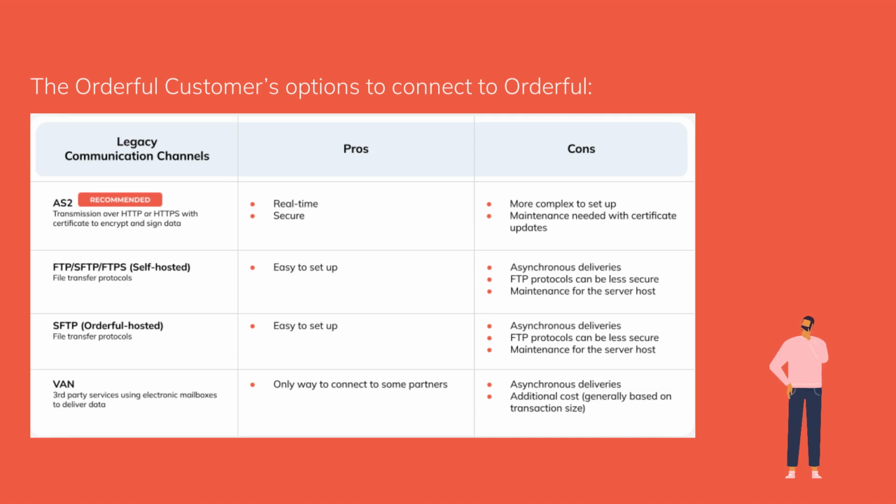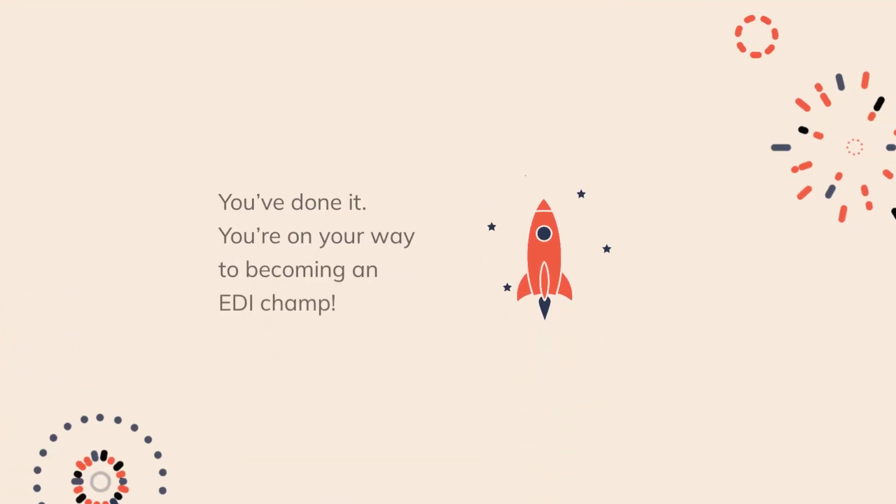Indirect connections with trading partners are done through a value-added network or VAN. Often referred to as the electronic post office, a VAN is a third-party service that transmits and stores data in an electronic mailbox until it is picked up by the appropriate party. With some partners, this is your only connection option. The downsides of VANs are asynchronous deliveries, and using a VAN usually incurs extra charges per message sent or per kilo character. You are now at the end of Module 4.